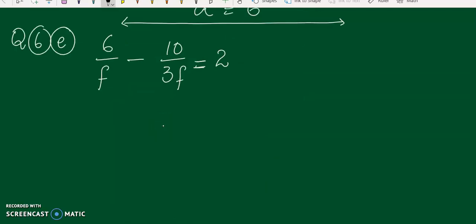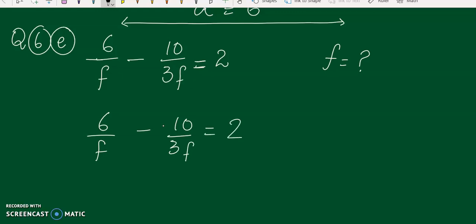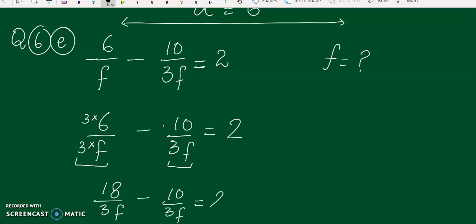Now dear viewers, in this question again we have to solve the equation, which means we need to find the value of f. अब इसको solve करने के लिए हम ऐसा कर सकते हैं, 6 over f minus 10 over 3f is equal to 2. मैंने रीराइट किया इस इक्वेशन को. Now we can see कि यहाँ पे हमारे पास 3f है जबकि यहाँ पे हमारे पास only f है. So what we can do, we multiply by 3, so then we will multiply the numerator with 3 as well. So we get 18 over 3f minus 10 over 3f is equal to 2.